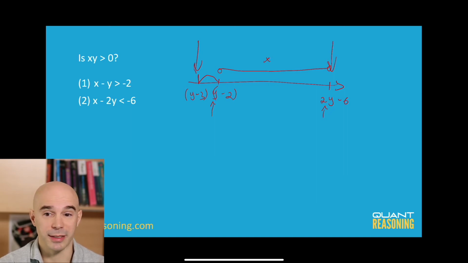And who else is positive? X, because it's to the right of all of this. In other words, we just had the insight that 0 is somewhere to the left of all of that stuff, which answers the question definitively. X and y must both be positive.